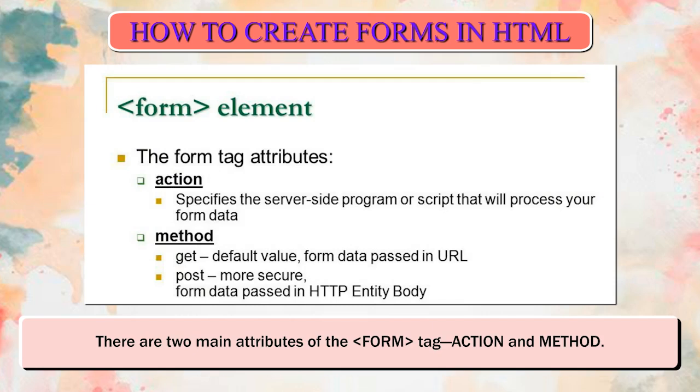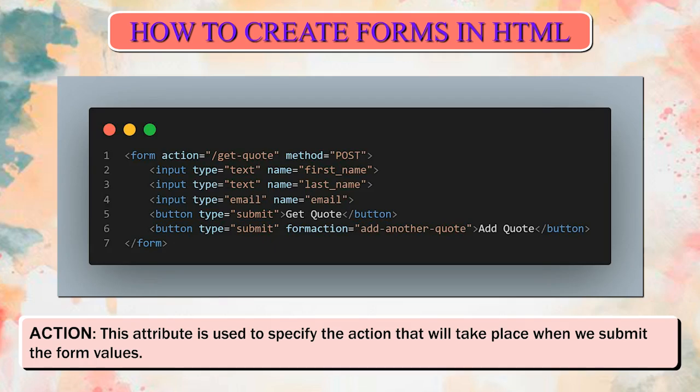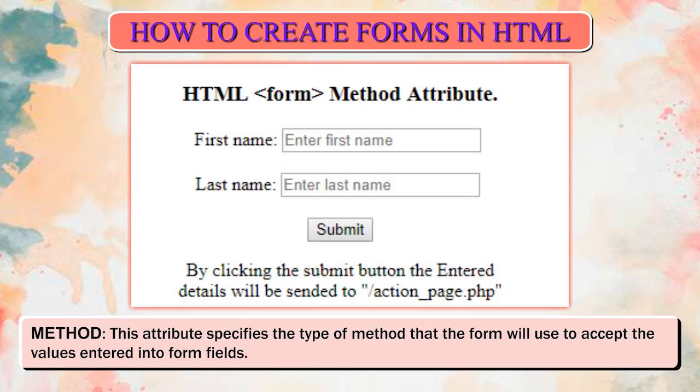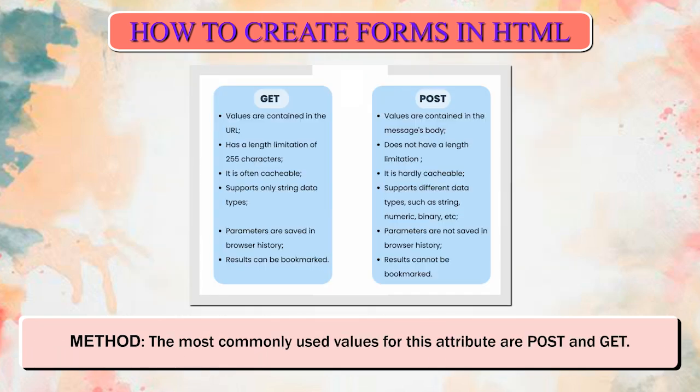There are two main attributes of the form tag, action and method. Action. This attribute is used to specify the action that will take place when we submit the form values. It takes the URL of another web page or an email address to receive the information. Method. This attribute specifies the type of method that the form will use to accept the values entered into form fields. The most commonly used values for this attribute are post and get.